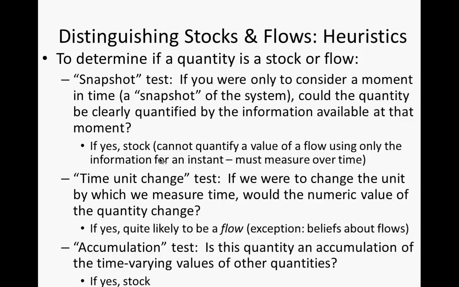Accumulation test. This is quantity and accumulation at time varying values of other quantities. If yes, it's a stock. Now, these are rough and ready rules. You're going to find if you start building models of physical systems that some things don't fit quite so neatly into this. For example, if we wanted a model which had position, velocity, acceleration, the latter two, velocity and acceleration, are going to depend on the time.